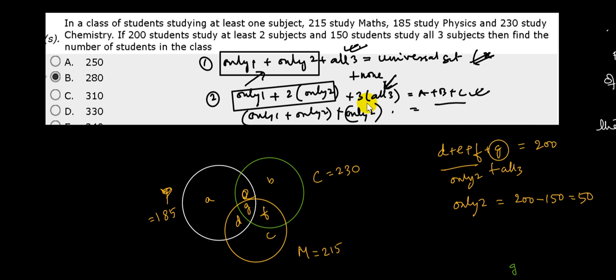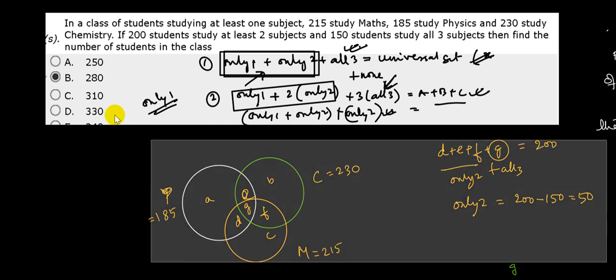Yes or no? Yes, sir. You'll be able to find out only two, and since you are given the sum of only one and only two, which is at least one, you can find out only one also. Clear? Yes, sir. So this is an easier way to tackle these kinds of problems.